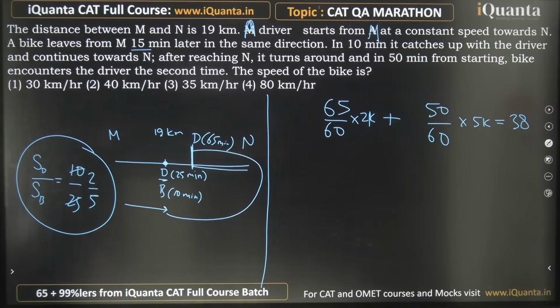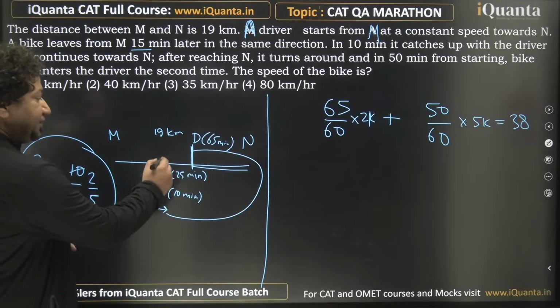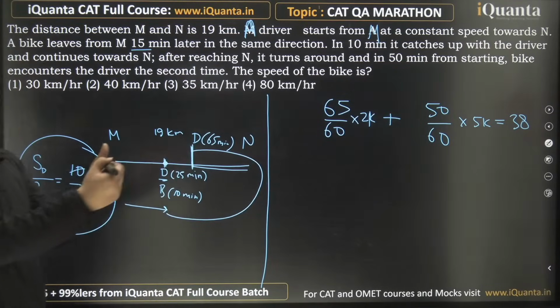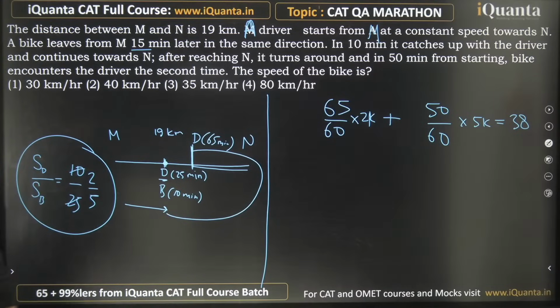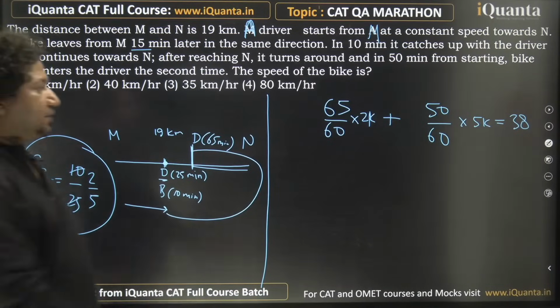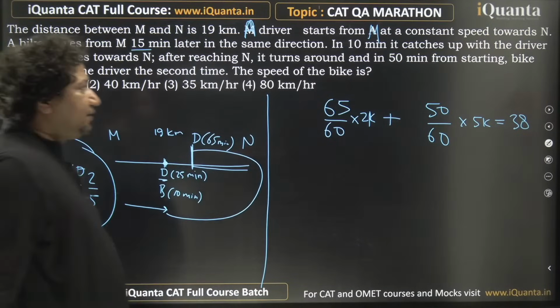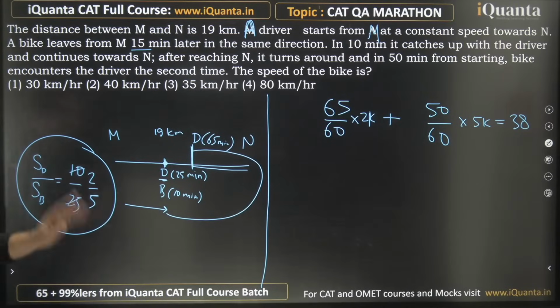65 minutes है नेहा. देखो 25 मिनट तो यहाँ हो ही चुके थे, 40 मिनट और तभी दोनों मिले ना. 25 plus 40 is 65. Solve it. Solve for k and 5k will be your answer.